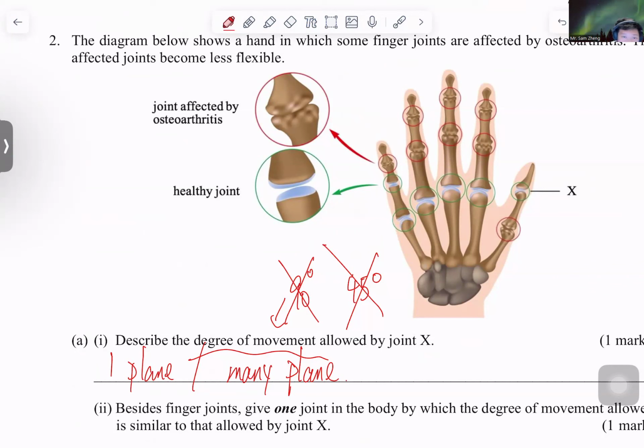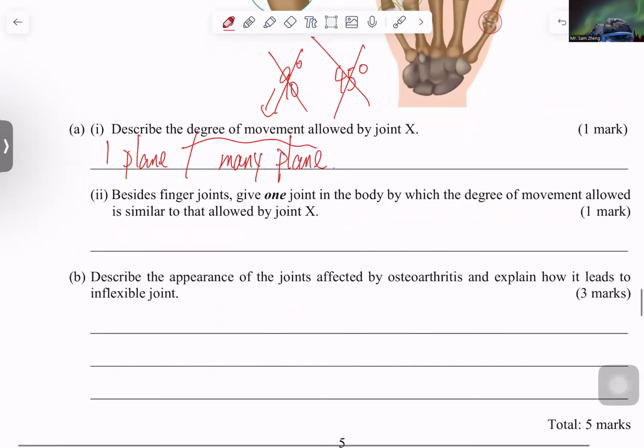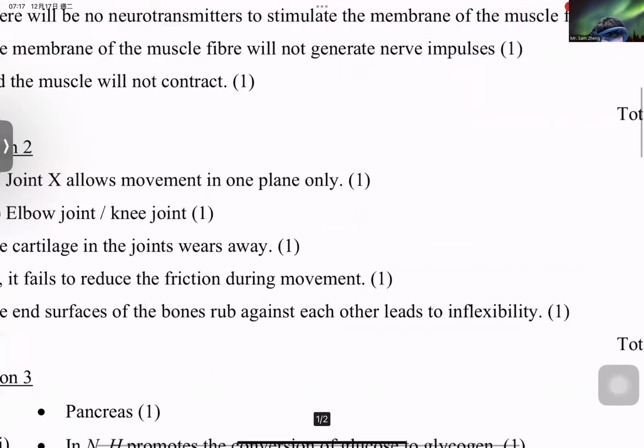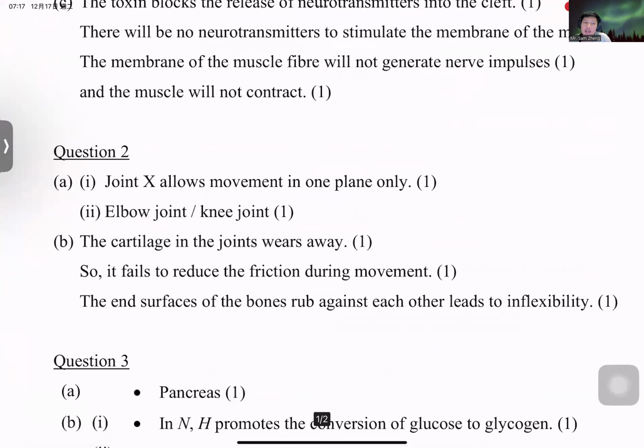So in this case, we will say there is an absence of cartilage. Is that okay? So therefore, we can say that the cartilage is absent or disappears or wears away, so it fails to reduce the friction during the movement.